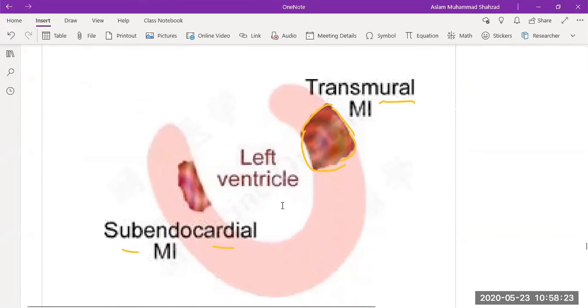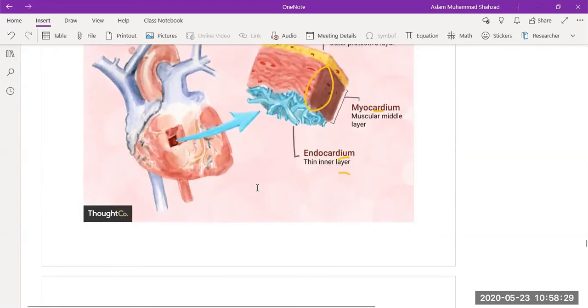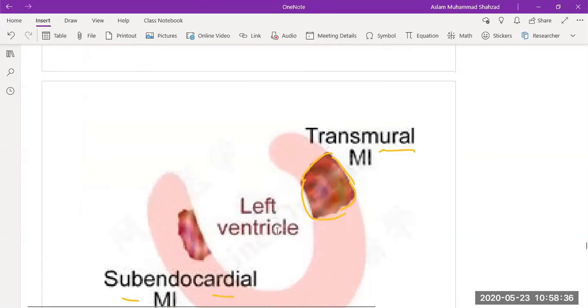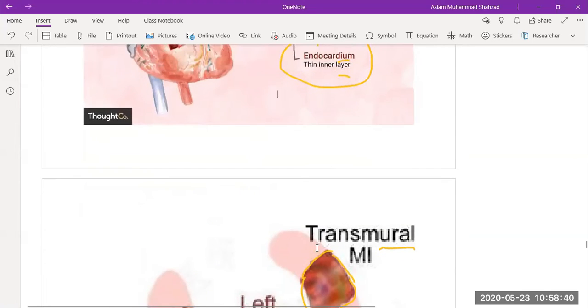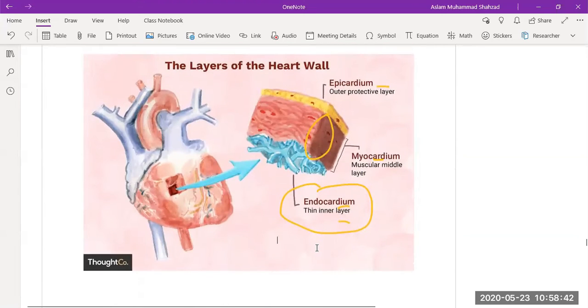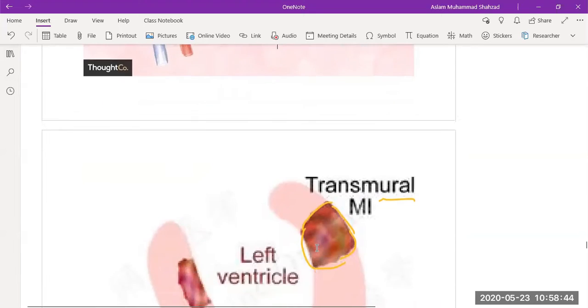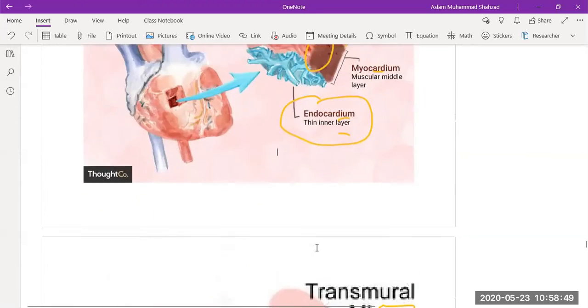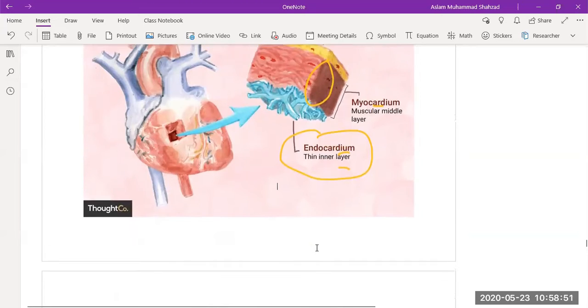Whereas in subendocardial, we have the myocardial infarction in the endocardium, the thin inner layer. So if it is transmural, it means that the infarction or the occlusion could be between the layers, whereas in subendocardial, it is in the endocardium of the heart.